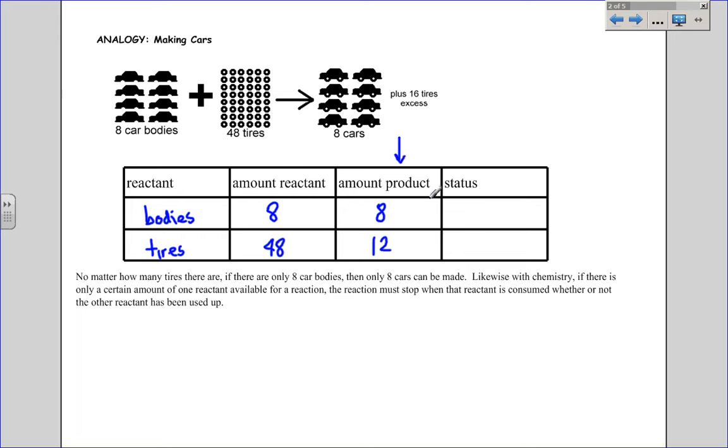It is at this point that I can decide which one is the limiting reactant, because, as the definition states, the limiting reactant is the reactant that makes the smallest amount of product. The smallest amount of product is 8, so what that means is that the bodies are the limiting reactant. Anything that doesn't have the same amount, so in this case we could make more than that, is going to be in excess.